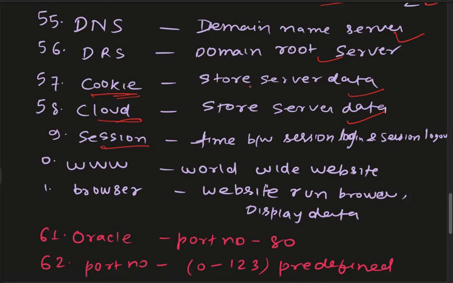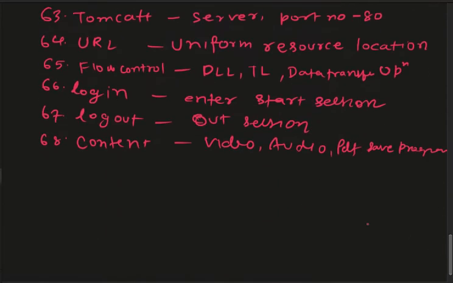So everywhere in the discussion, HTTP is part of the session, part of the cloud, part of the cookie. So HTTP I have discussed. And WWW is a common name for worldwide websites; a website runs in a browser and displays data. Google Chrome is an example of a browser. Oracle port number 80 and Tomcat server port number 80.